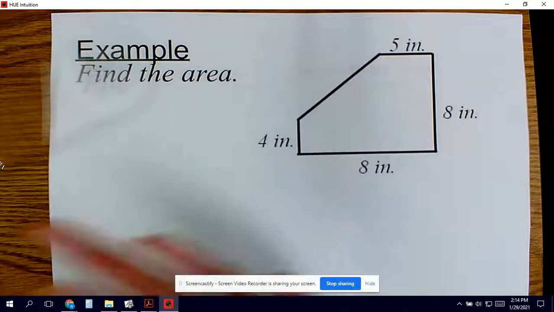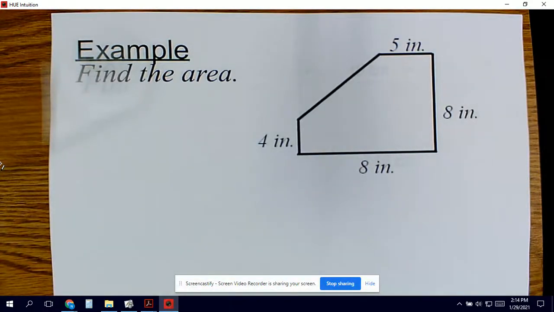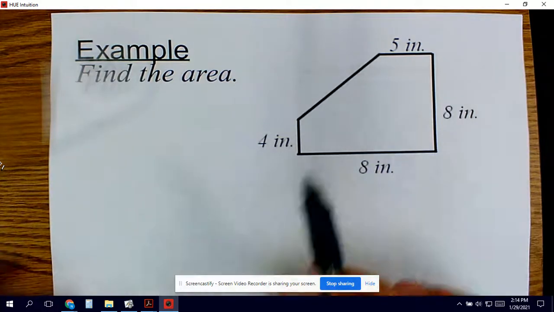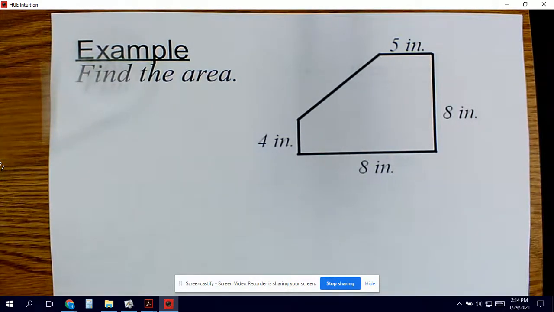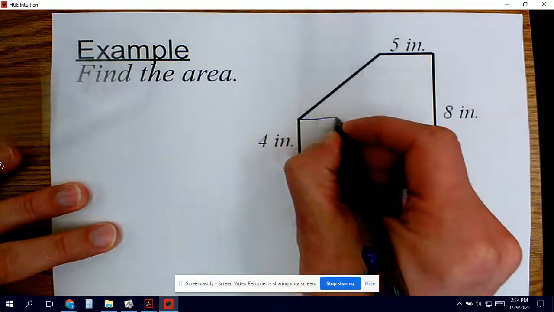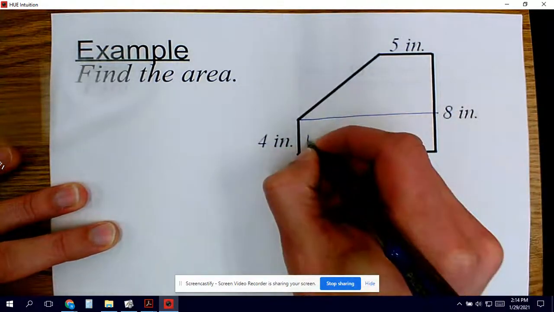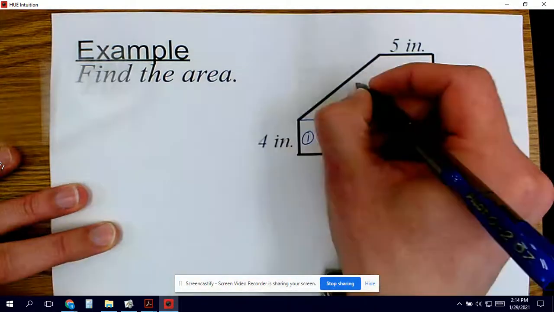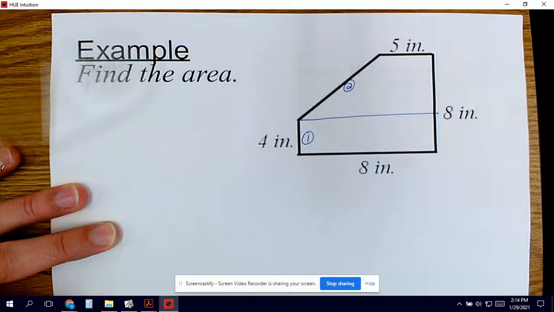All right, our next example, we have another irregular polygon. We don't have a formula that will allow us to calculate area of a shape like that. So we need to deconstruct this figure into polygons that we can work with. A couple different ways you can do it. The way I see, from this corner, we're going to deconstruct straight across. Down below, I get a rectangle. And up top, I get a trapezoid.